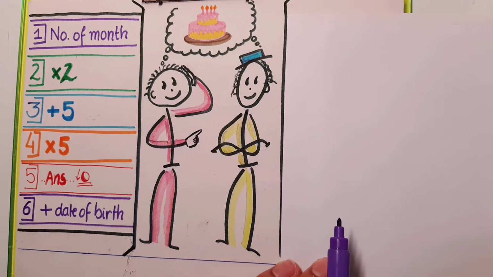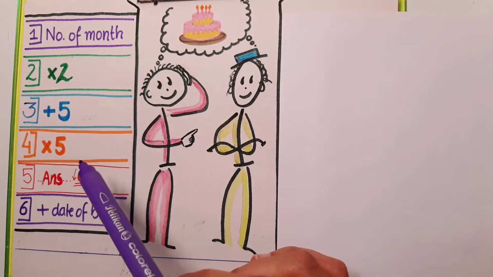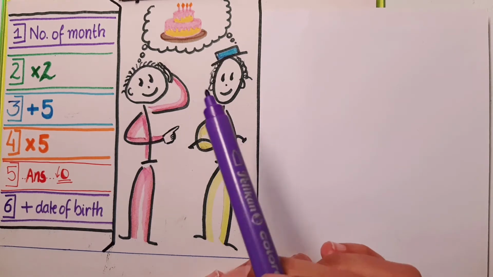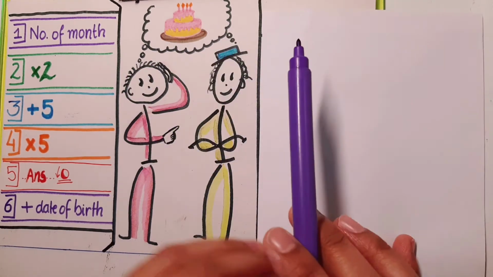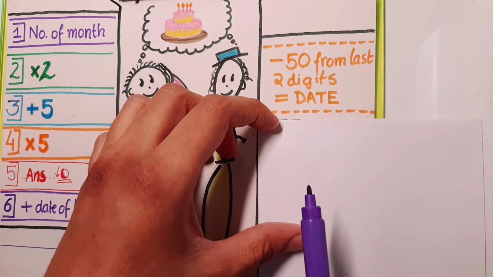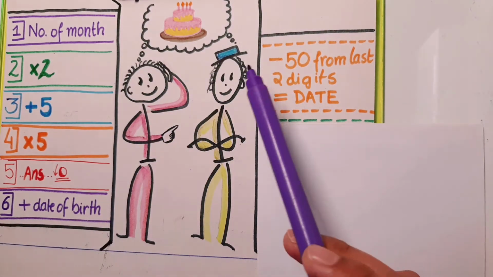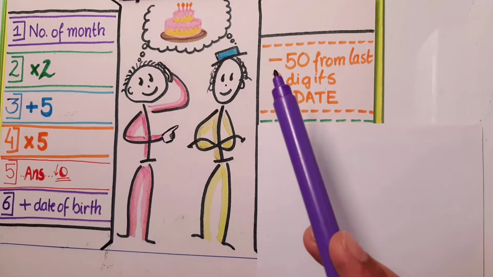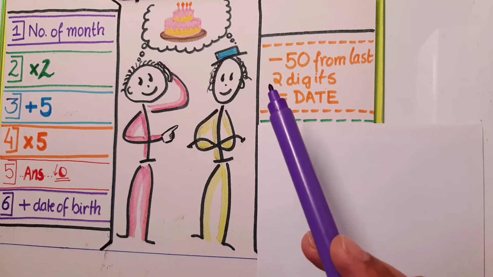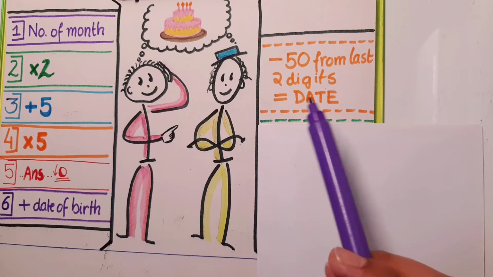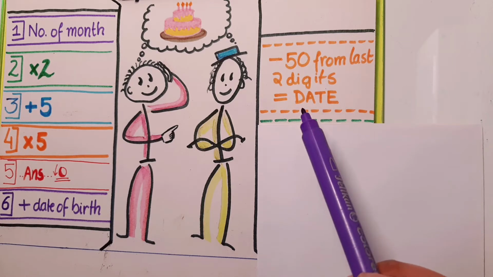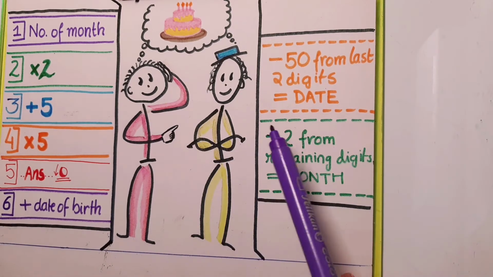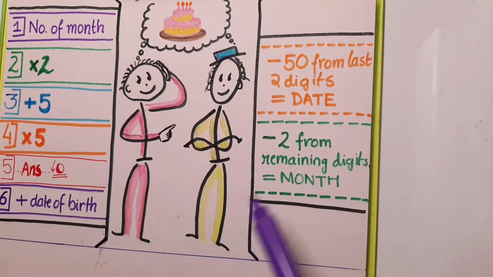At the end, when they've done all of this, they will tell you the final result, and using that result, you can then quickly tell their birth date and their birth month. And this is how you do it. The first step is that you subtract 50 from the last 2 digits, and that would give you the date, right? So if the answer is, for example, 276, then you subtract 50 from the last 2 digits, which is 76, and then you would get 26, and that would be the date of birth. And the second step is you subtract 2 from the remaining digits to get the month, right?